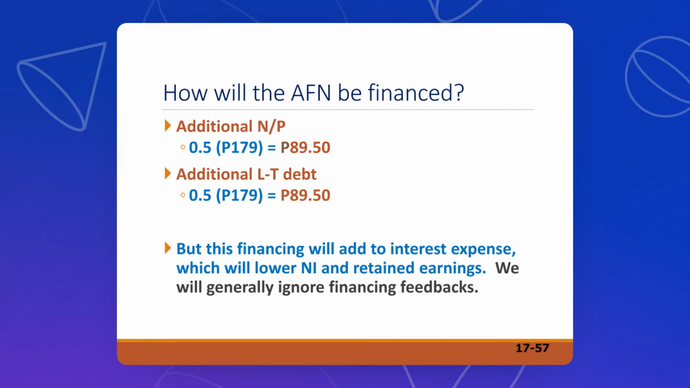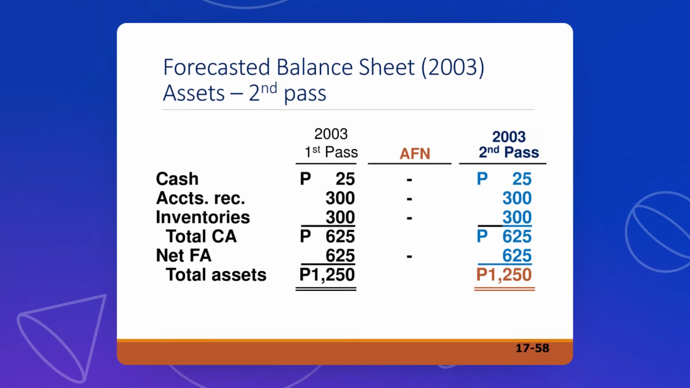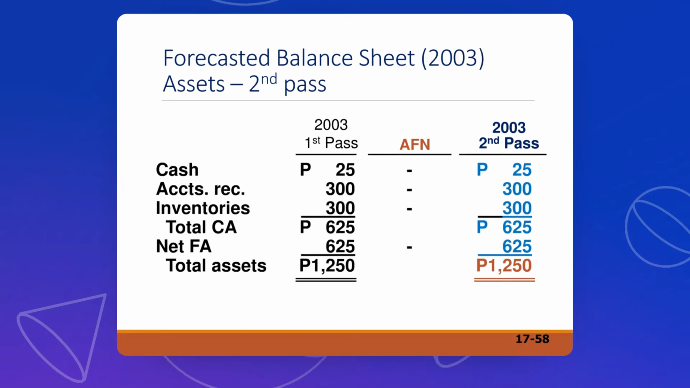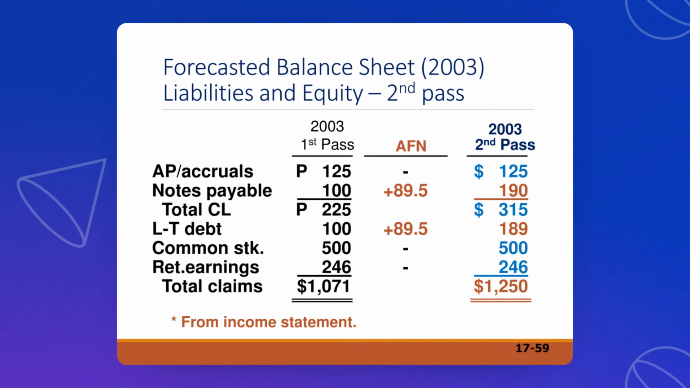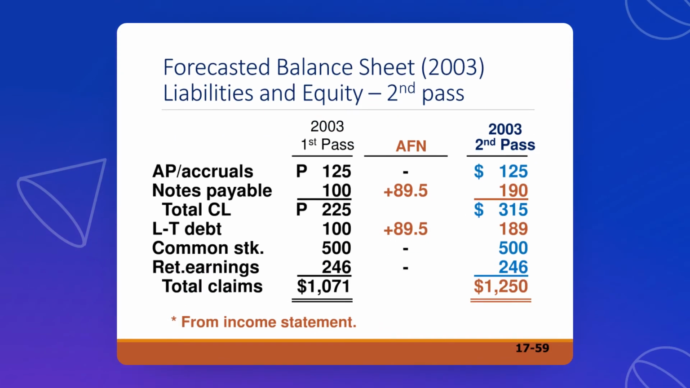Di ba sabi 89.5 sa ating tinatawag na NP and long-term debt. Okay? First pass. So second pass, same pala niya, wala problema. Kasi ang ating additional funds needed ay nasa notes payable and also to our long-term debt of 89.5. Alright. Class balance na ba? Yes, of course. Assets is 1,250. Your total equity and liability or liability and equity is also 1,250. Alright.